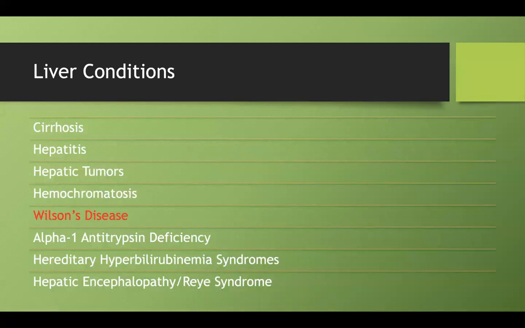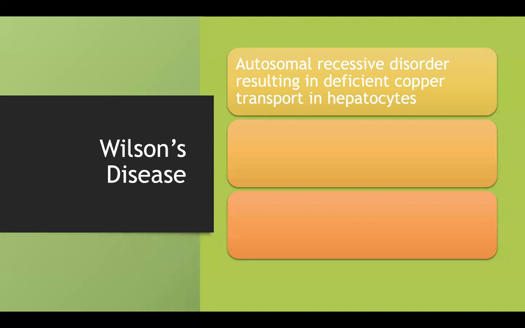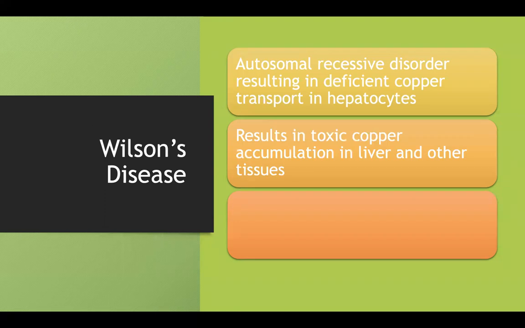So now let's switch it up, and instead of talking about iron overload, we're going to talk about Wilson's disease, which is essentially copper overload. So this, like hemochromatosis, is also an autosomal recessive disorder, and this results in deficient copper transport in our liver cells. And what's going to happen if we have deficient copper transport is the copper will end up accumulating in our liver, cause damage, and be released into the bloodstream and also affect other tissues.